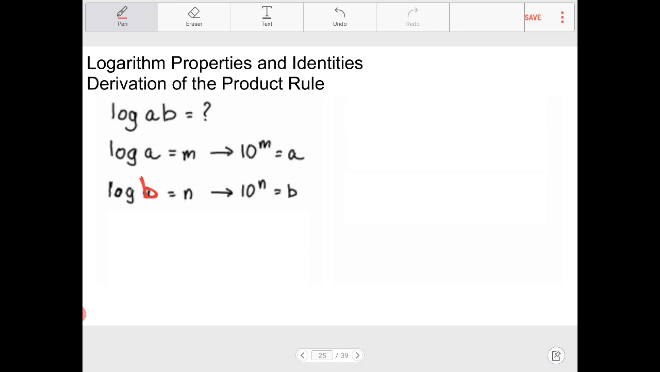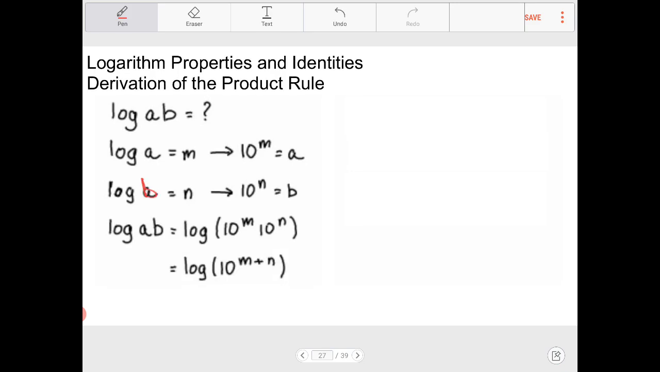So now that I know this, I can then re-express log of AB as log of 10 to the m times 10 to the n. And here I can apply the product rule for exponents. The product rule for exponents says, because I have the same base, I can add the exponents. And that's exactly what I'm going to do. I'm going to add the exponents together. So I have now log base 10 of 10 to the m plus n.